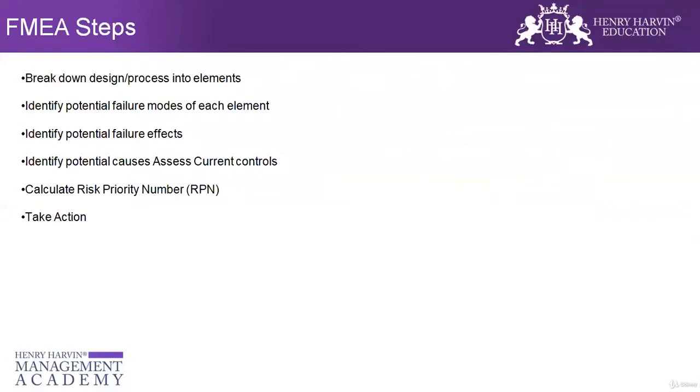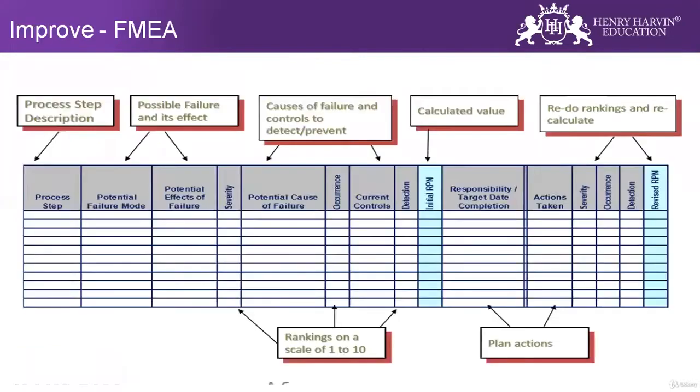Okay, so let's understand the FMEA steps. So first we have to break down the new design process into different steps, identify the failure modes, identify the effects, identify whether we have any existing control, calculate the RPN, and then take action. So I'll show you what a typical FMEA template looks like.